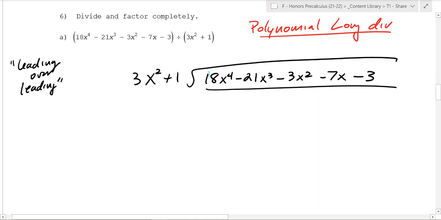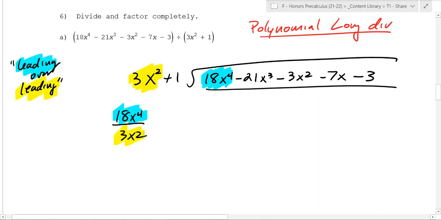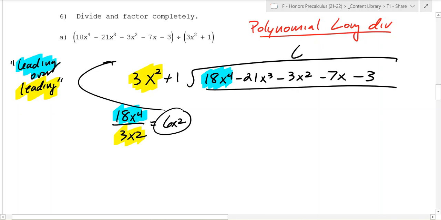So the leading term underneath here is this term, 18x to the fourth, and the leading term out here is always going to stay 3x squared. So again, the first one is leading over leading. That's our first time. We're going to do this several times. So when you divide this, you end up with 6x squared. And just like with regular long division, you take this number and put it up top above the term that it correlates to, in this case the squareds.